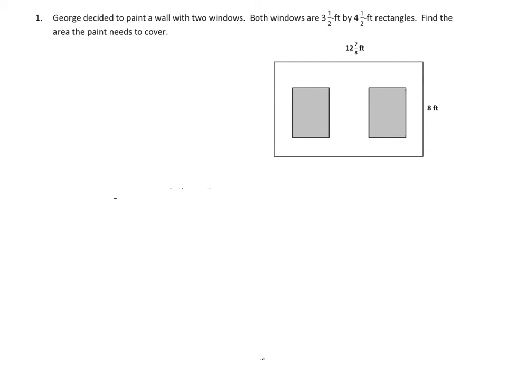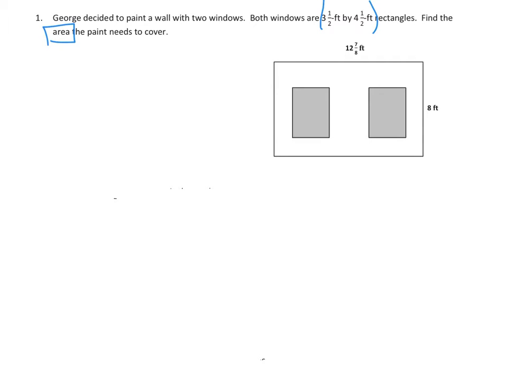Problem number 1. George decided to paint a wall with 2 windows. Both windows are 3.5 feet by 4.5 feet rectangles. Find the area the paint needs to cover. So the first thing I need to do is annotate the problem. He's painting a wall with 2 windows. Got it. Both windows are 3.5 by 4.5 feet rectangles. Find the area the paint needs to cover.